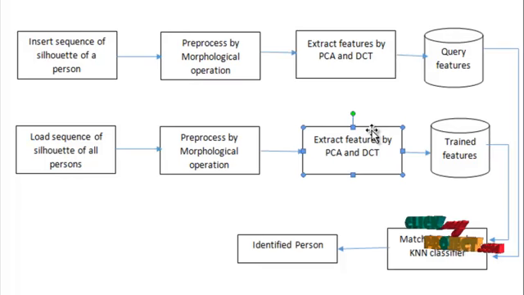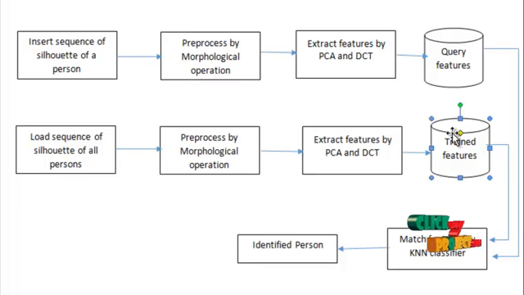The PCA feature extracts the eigenvector values and the DCT feature extracts the cosine transform values. These two features are fused, and the fused features are called trained features because we extract the features from the human silhouettes of all the persons. That consists of up to 2 to 3 persons' images, which are trained and stored in the table. The table, in MATLAB, is stored in the mat file format.